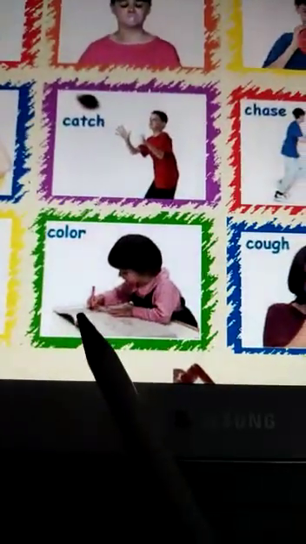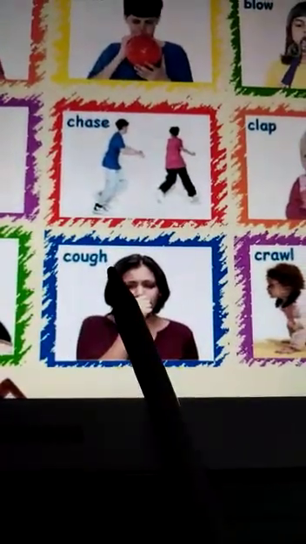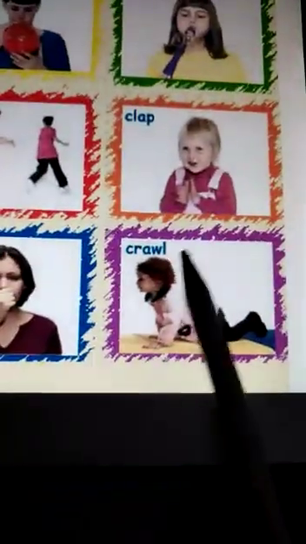Next word is the boy is climbing. You can see he is climbing the stairs. Next, the girl is coloring in the book. So she is performing some action with her hands. This is called verb. This woman is coughing. Coughing means khansna. Crawling. The baby is crawling. So this is also called verb. These all are verbs or action words.